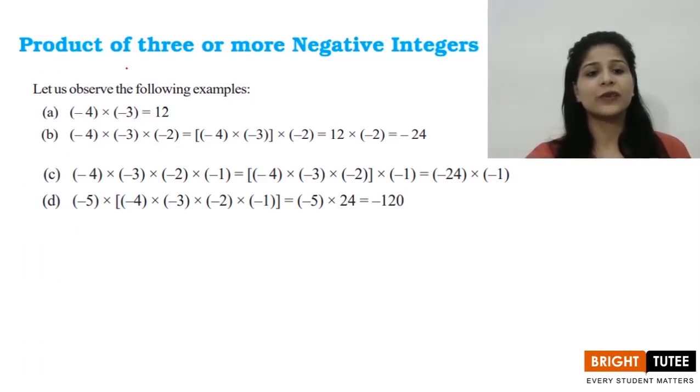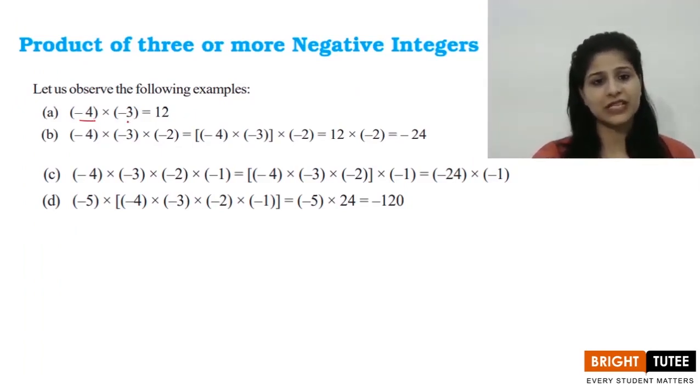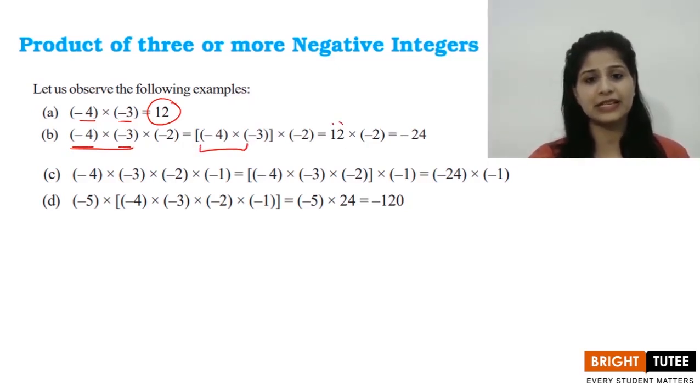Now we are going to do the product of 3 or more negative integers. Let us observe these examples. The first one, minus 4 and minus 3: the answer would be a positive integer, as we have already learnt. So when we multiply minus 4 and minus 3, we get a positive answer.